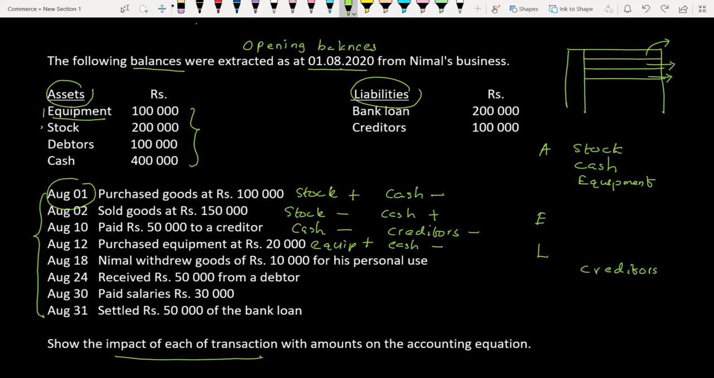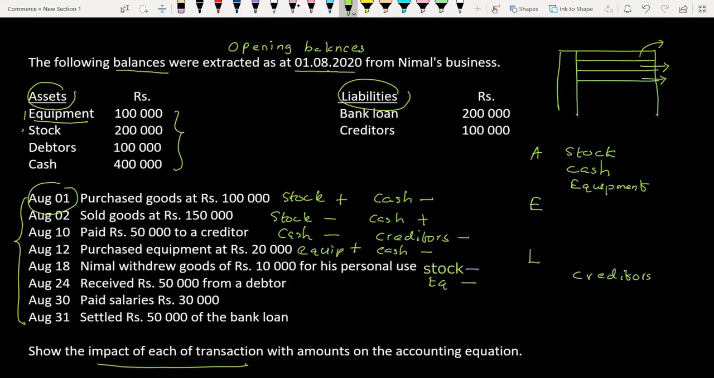Okay, the next transaction, 18th of August, Nimal withdrew goods, 10,000 for his personal use. Now this is a stock drawing. Now what happens here? The stock of the business decreases, and on the other hand, because of drawings, equity decreases. We already have the stock column, and equity we don't divide into sub-columns.